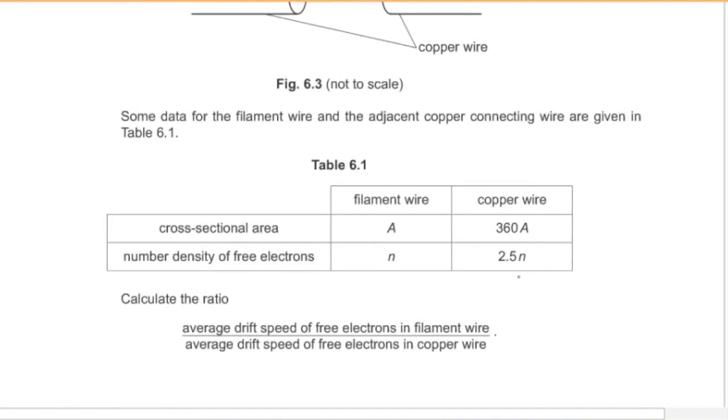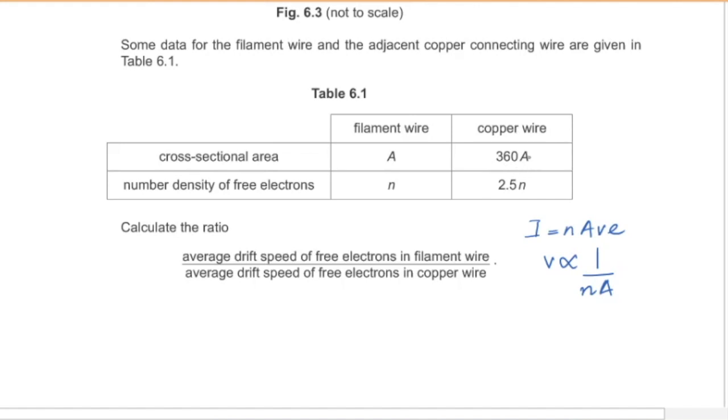Calculate the ratio of average drift speed of free electrons in filament wire and average drift speed of free electrons in copper wire. So according to the formula, current is equal to nAvq. The average drift speed of free electrons is inversely proportional to the product of the number density of free electrons and cross-sectional area. Now it says that the cross-sectional area of copper wire is 360 times greater than that of filament wire. So when area increases by 360 times, the average drift speed of free electrons will decrease by 360 times since they are inversely proportional to each other.